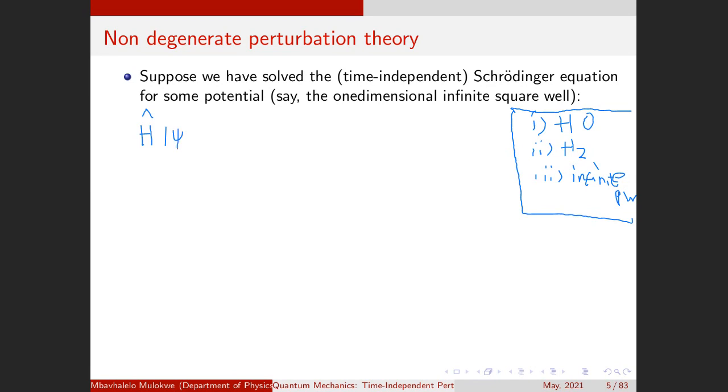So what we want is to solve the Schrodinger equation. And it turns out that for most problems, we will not be able to solve this exactly. And by solving this exactly, I mean finding the eigenenergies and also the eigenstates.